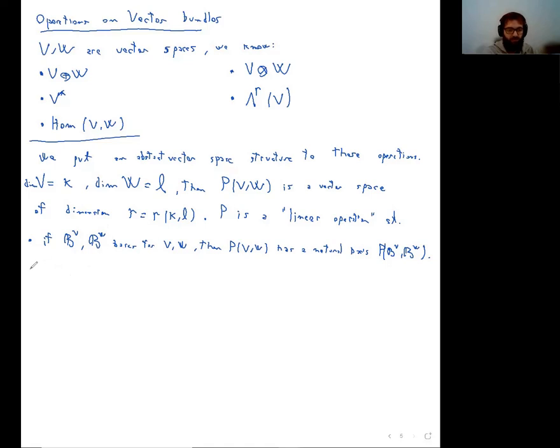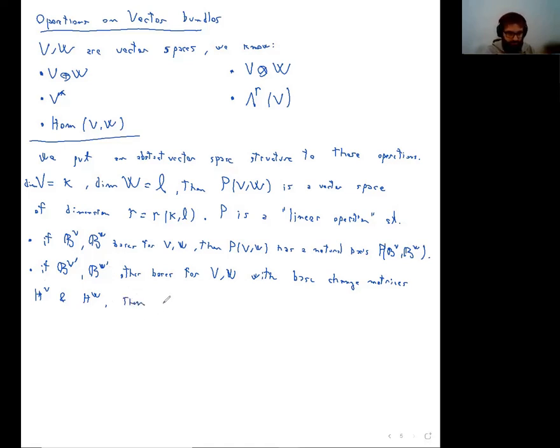Now, if you start with two bases on V and W, you are also given a basis of this operation P of V, W. And also, if you have another pair of bases, B_V prime, where the prime is not on B but on V, and another basis for W, with base change matrices H_V and H_W. So H_V is the transition matrix from B_V to B_V prime, and H_W is the transition matrix from B_W to B_W prime.